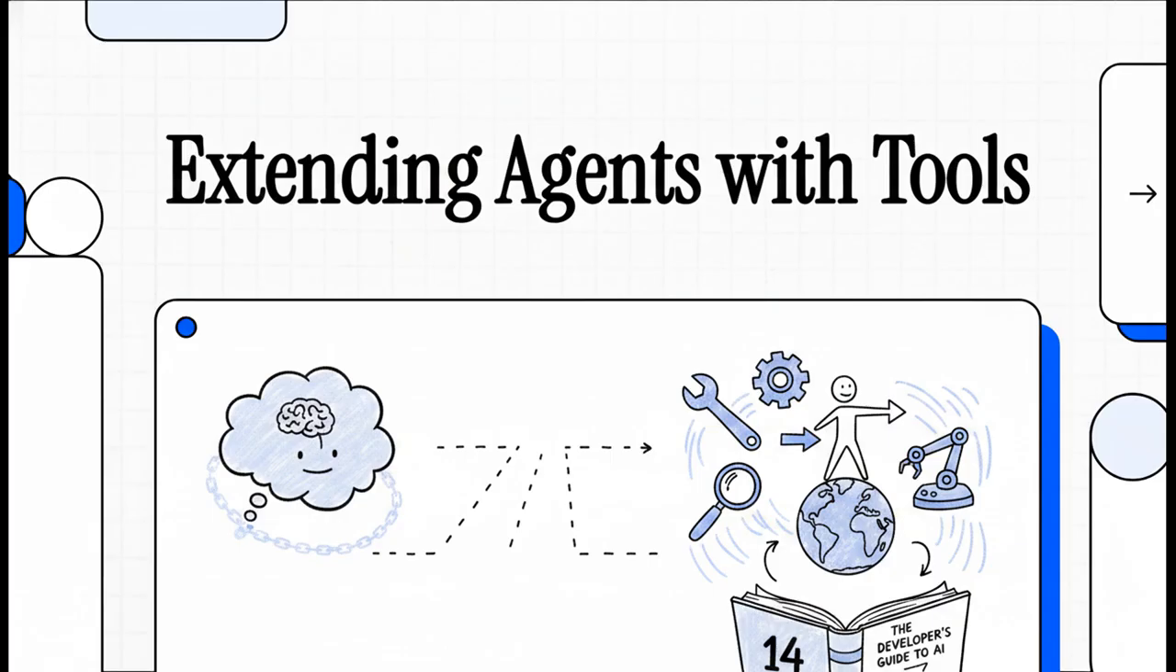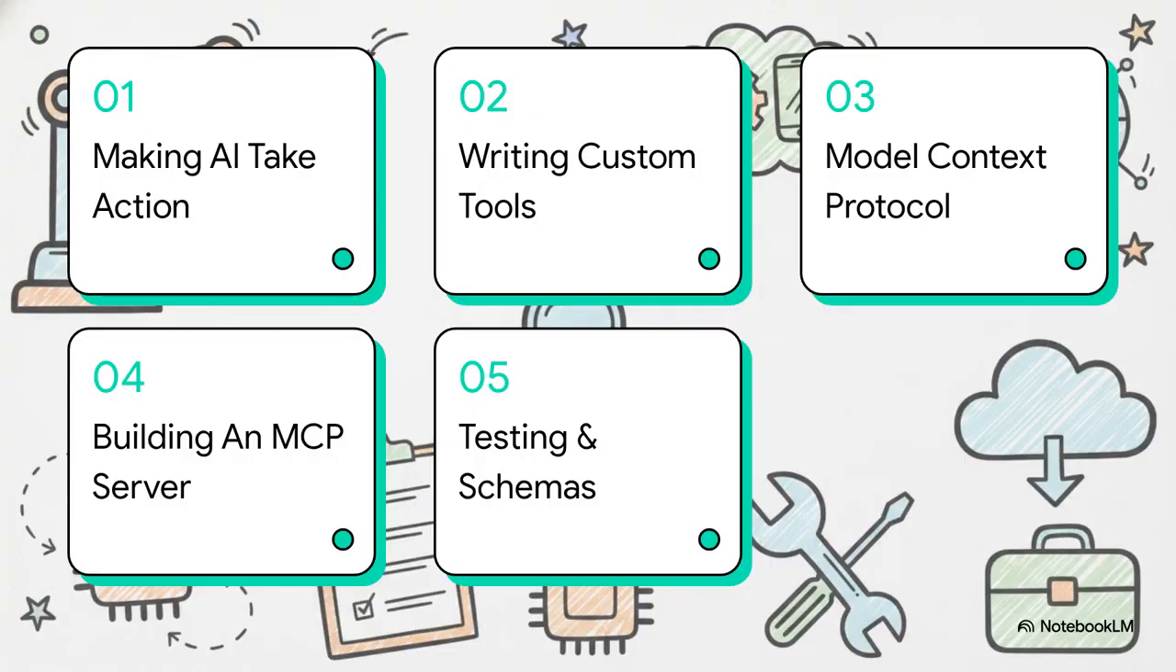We're going to unpack the core concepts from Chapter 14 of the Developer's Guide to AI, which specifically focuses on extending agents with tools, and we are going to bring all of these developer concepts to life. Here is our roadmap for giving AI real agency today.